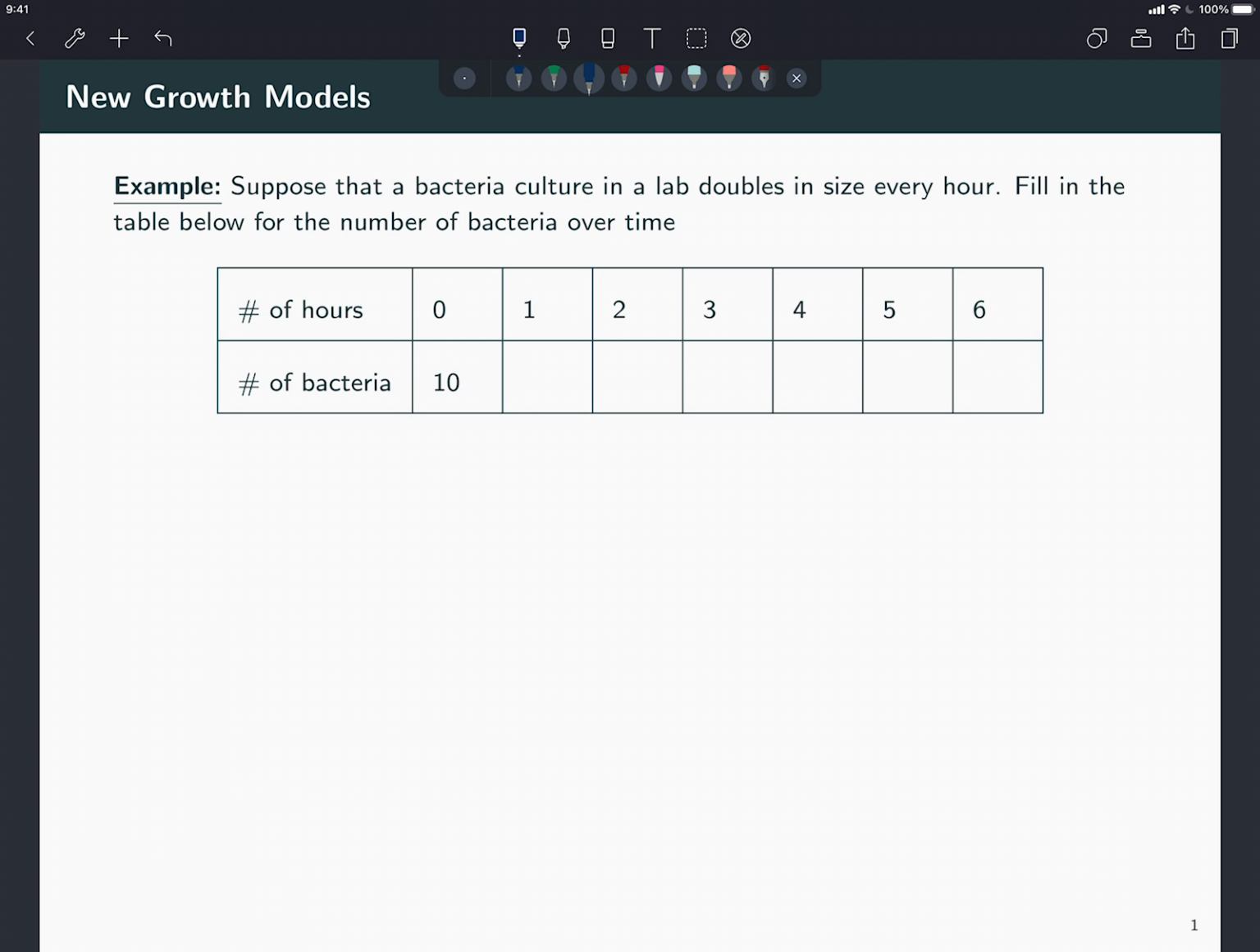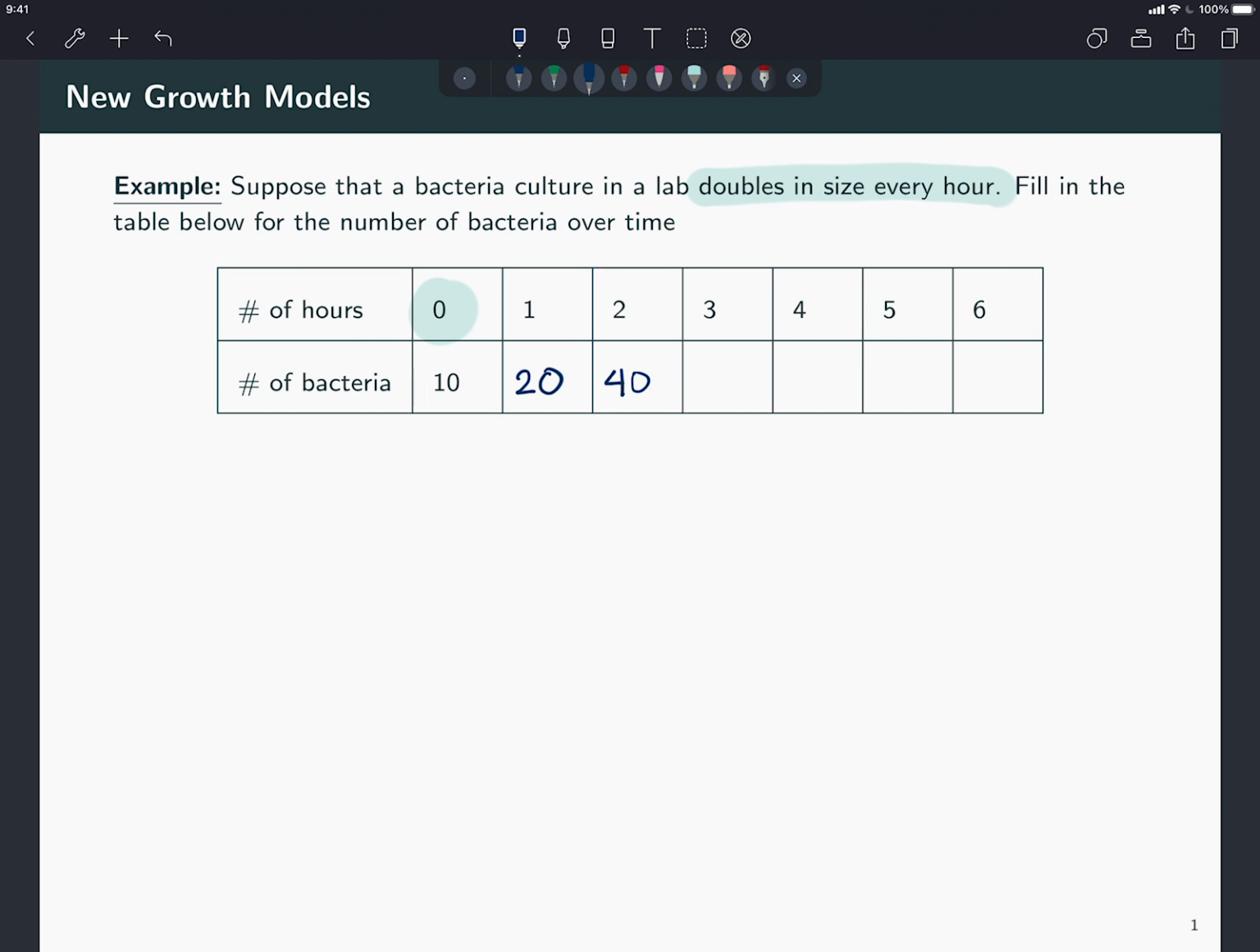So let's say, suppose a bacteria culture in a lab doubles in size every hour. Okay, let's fill the table below to find out how much bacteria we have over time. The important thing here is that at time 0, that's when you're starting, you have 10 bacteria. One hour later, you have double that, so it's 20, right? Pretty simple. Then the next hour, you double what you had, and it becomes 40.